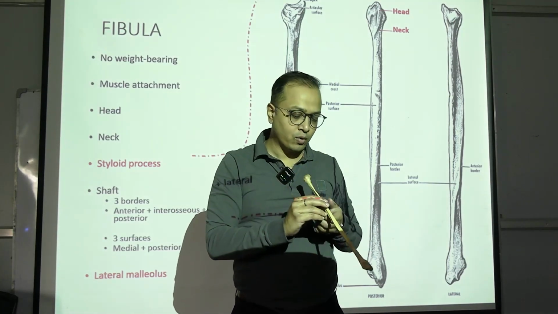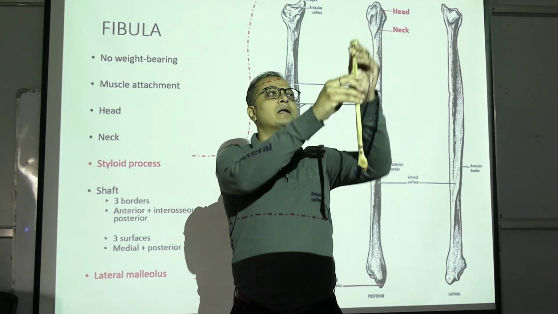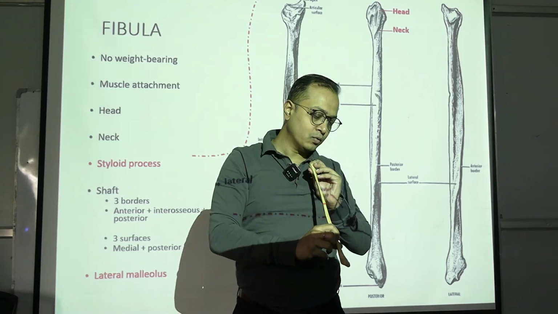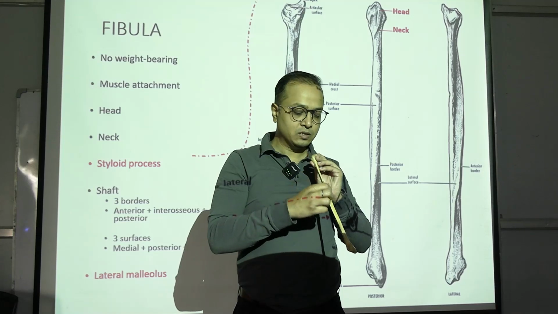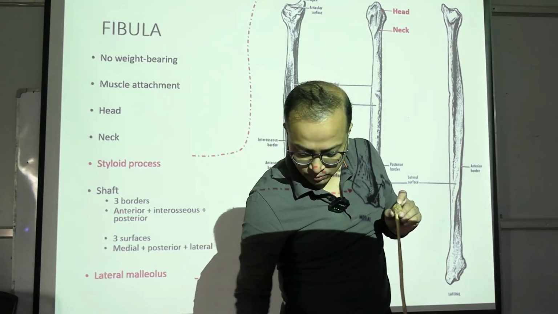The shaft has borders, and we call the first the anterior border. It goes down and ends towards the lateral malleolus laterally. This is the anterior border. For this border, we need a chalk. Can you grab a chalk please? Oh, I have a chalk, no worries.